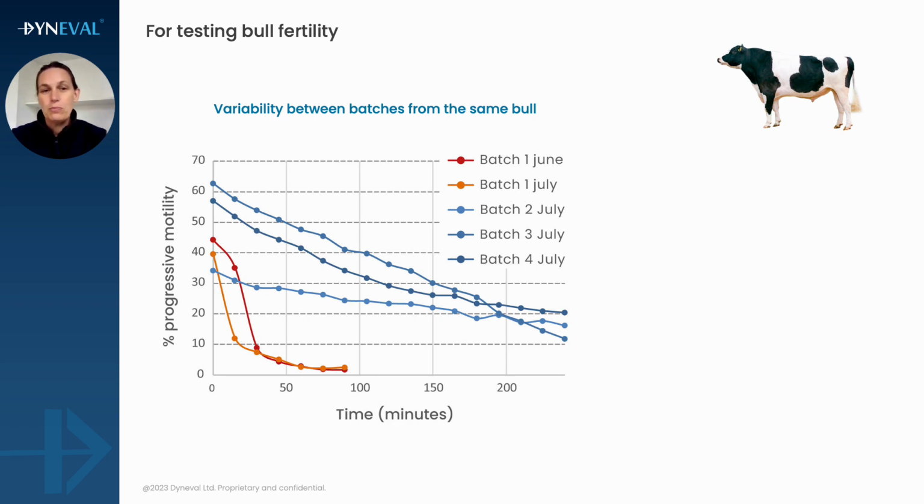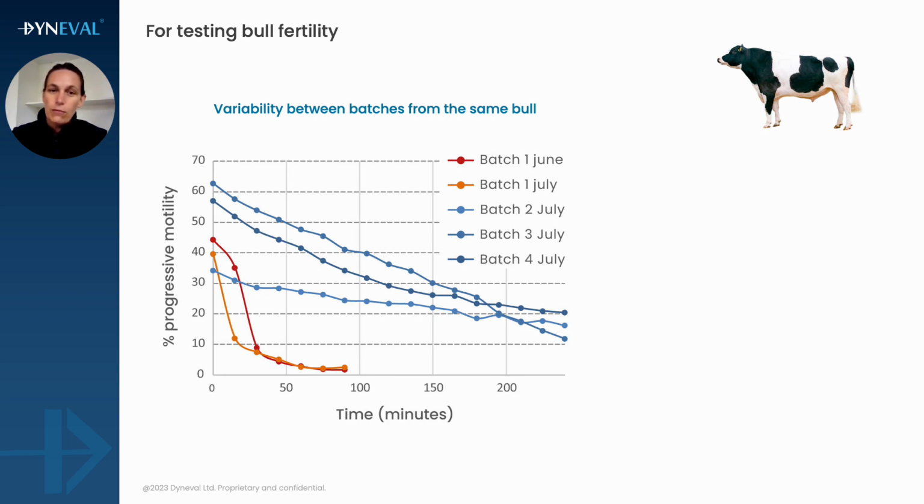Other batches from this bull were tested too, and those are shown in blue, and they show much better results with a good degree of motility sustained for over an hour. However, it is interesting to note that for this bull, the progressive motility reduced in all cases, and this is quite unusual. More commonly, we see the progressive motility sustained for several hours, particularly for conventional semen.